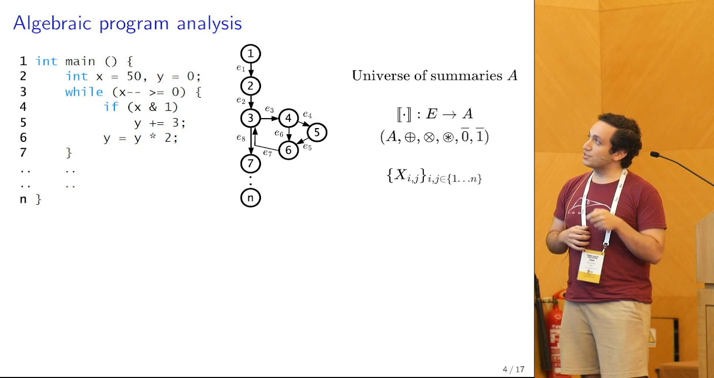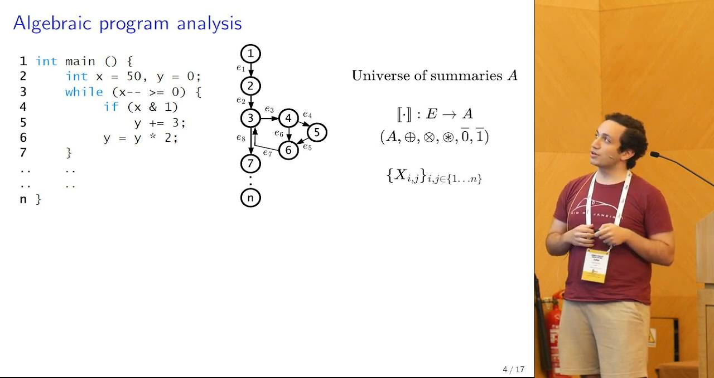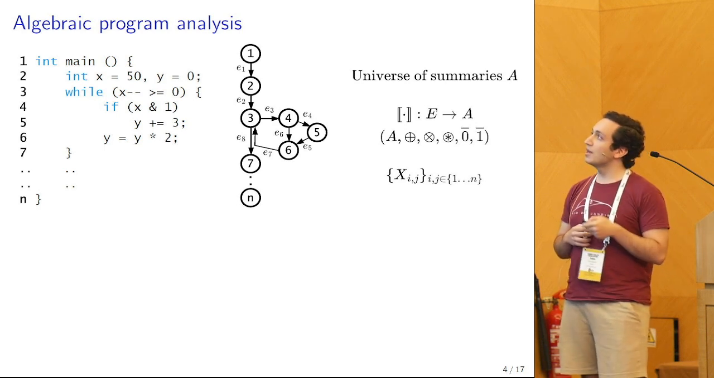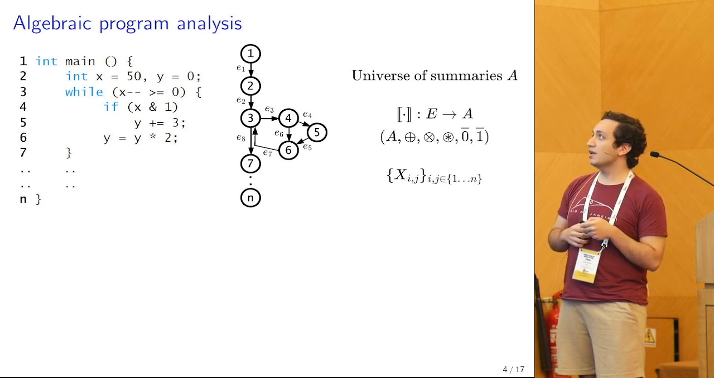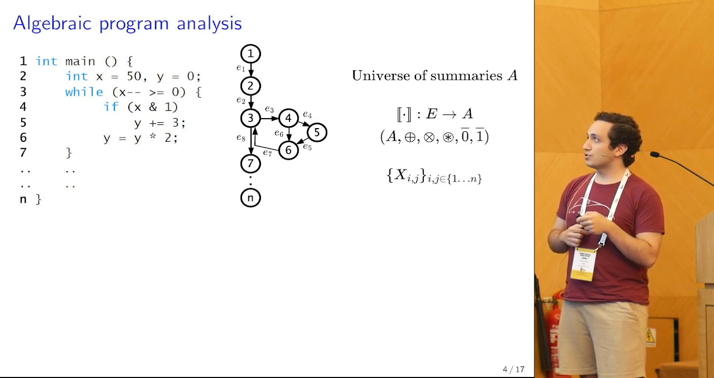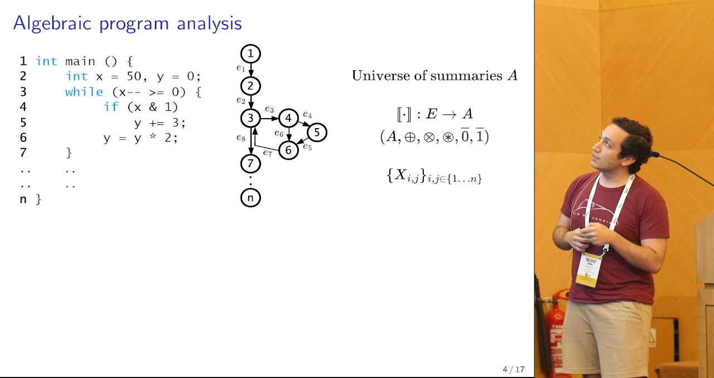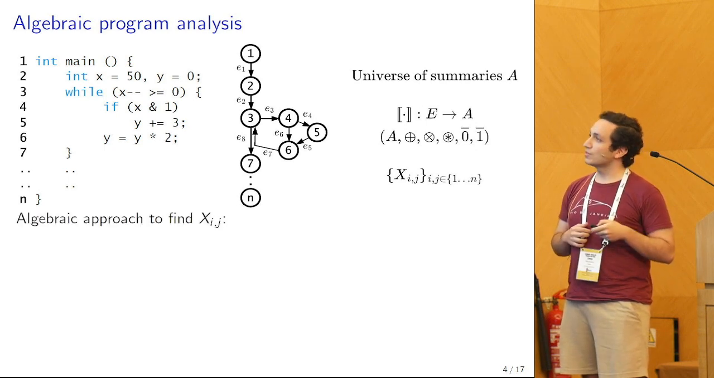But we're not interested in just summarizing a whole program. We're interested in something more general. In particular, we're interested in this collection of values. For each pair of program lines i and j, we're interested in x_ij, which should stand for a summary of all paths starting at i and ending at j. These values are what we want to compute.